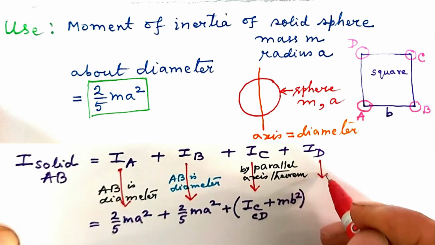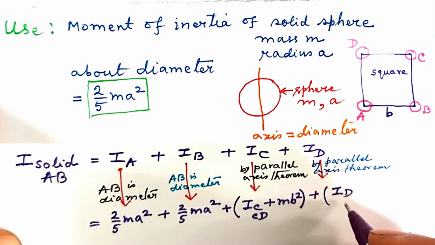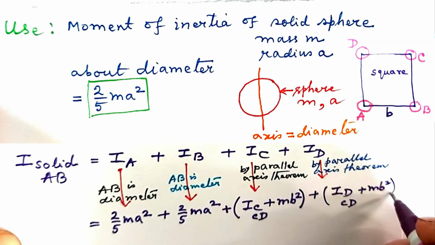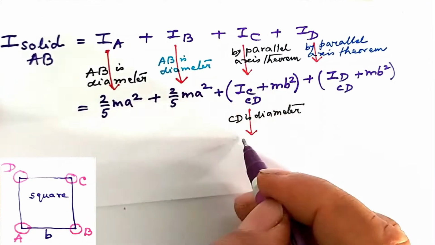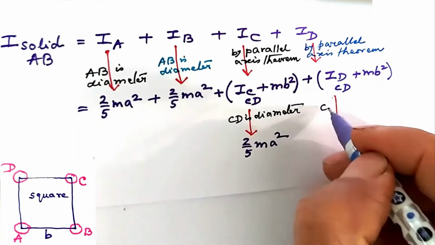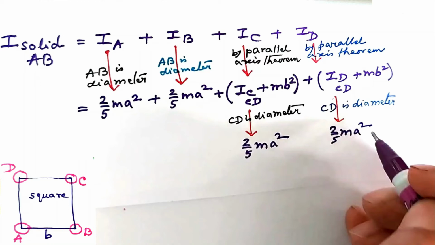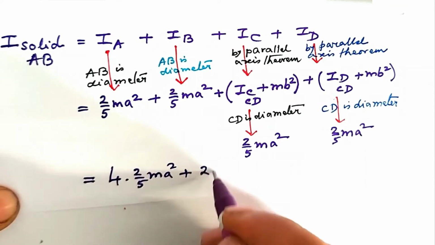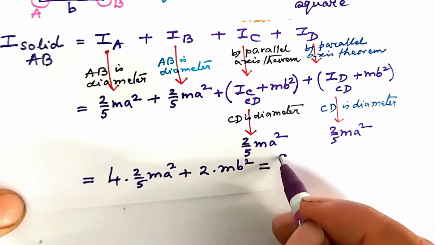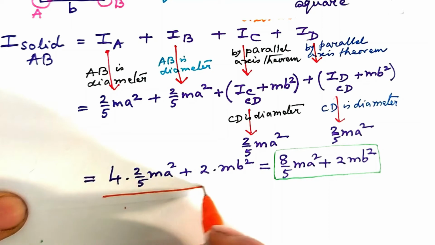What will ID be? Same argument. AB is not the diameter of sphere D, and so by parallel axis theorem, we have ID, that is moment of inertia of sphere D about CD as axis plus mb square, where b is the distance between the axis AB and CD. Again, CD is diameter of sphere C, so this is 2 by 5 ma square. Also, CD is diameter of sphere D, so its value is 2 by 5 ma square. Let us collect and write all the terms to get four such quantities, 2 by 5 ma square plus two quantities like mb square. This is clearly 8 by 5 ma square plus 2 mb square. We need help of this expression in the next problem with hollow spheres.